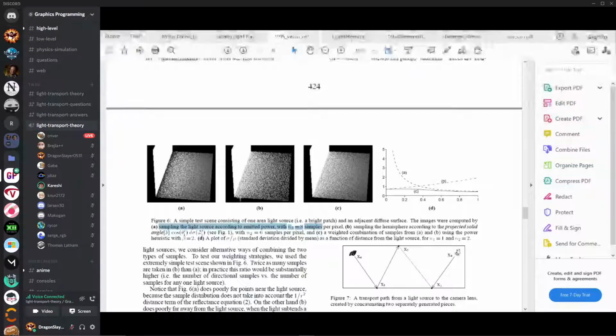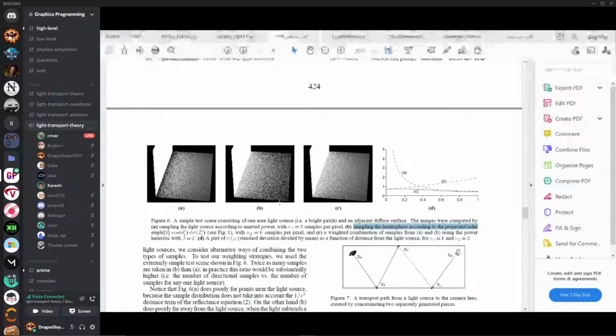Now in the other case, you just sample the cosine, so the hemisphere, not the light. But then here, as you can see, the probability of hitting the light is very small. So you get a lot of noise here. So in this case, you get noise here, and in this case, you get noise here.